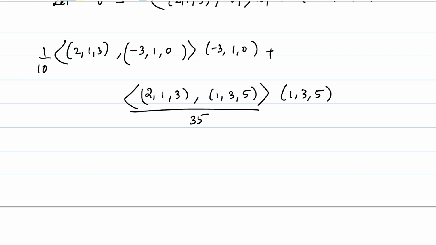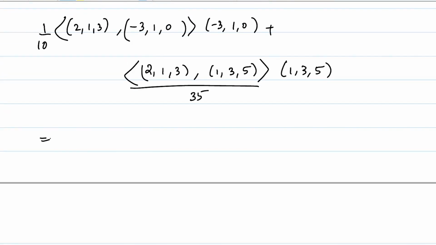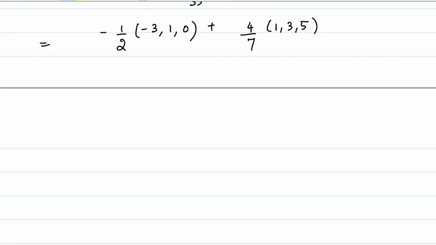So let's just compute this very quickly. Okay, so this is just going to be minus 6 plus 1, minus 5. So this is minus 1 by 2 times (-3, 1, 0) plus 2 plus 3 is 5, plus 15 is 20. So 4 by 7 times (1, 3, 5). And if we compute this, this is 3 by 2 plus 4 by 7. So 21 plus 8, 29 by 7.